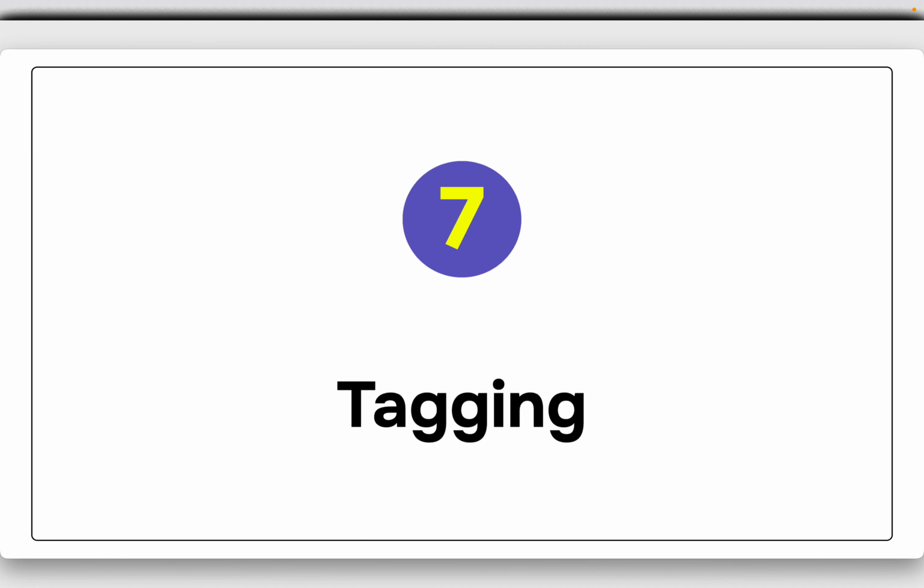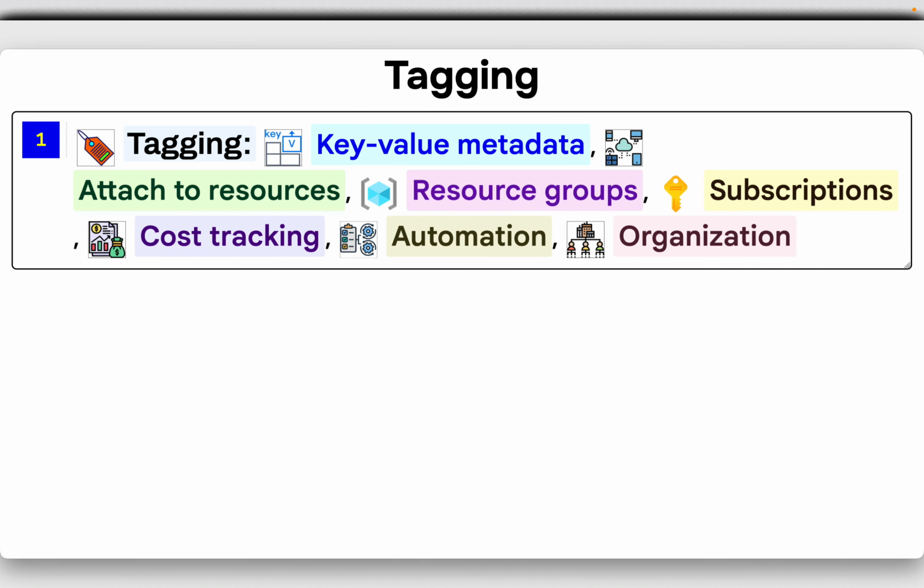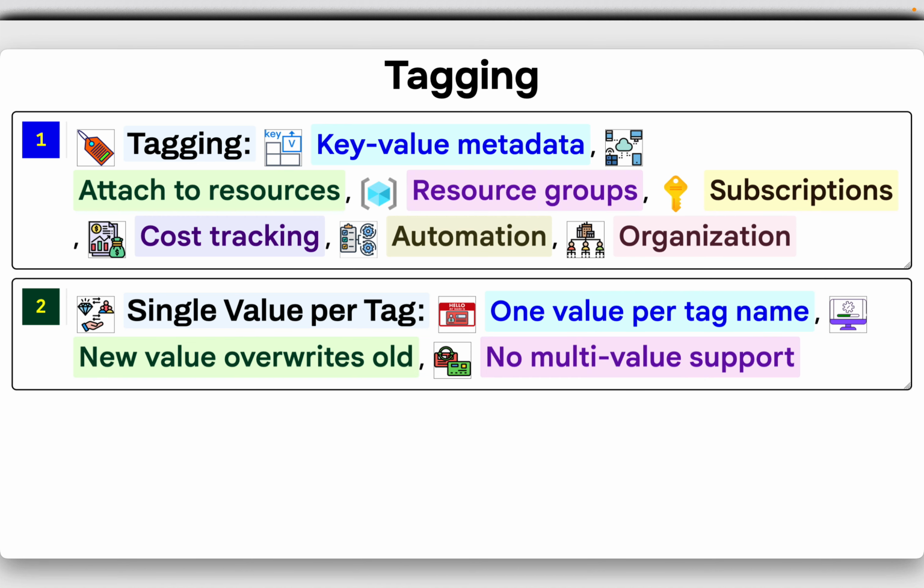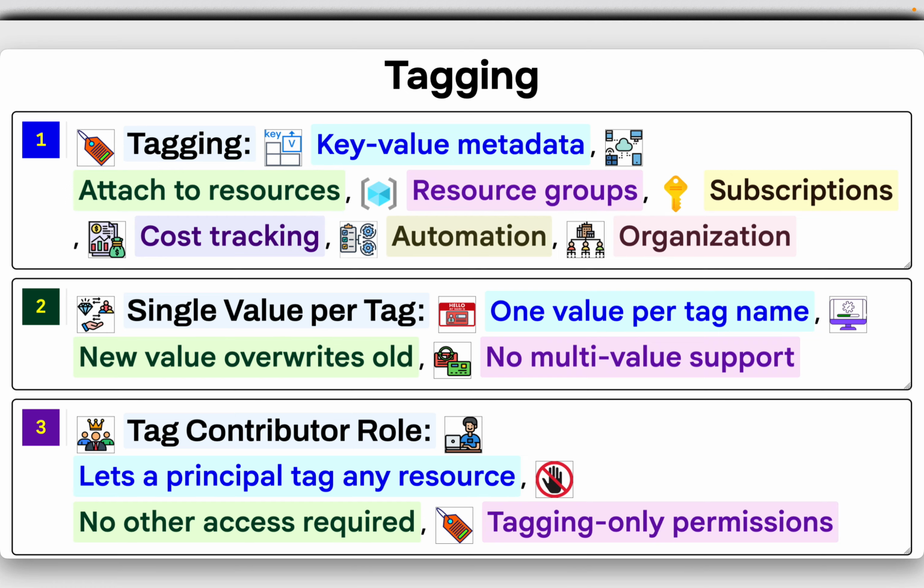Seventh topic, tagging. Tagging attaches key value metadata to resources, resource groups, and subscriptions. It is used for cost tracking, automation, and organization. Each tag name can carry only one value. If you set a new value, it overwrites the old one. There is no multi-value support for a single tag name. The Tag Contributor role lets a principal tag any resource even without other access to that resource. It provides tagging-only permissions.